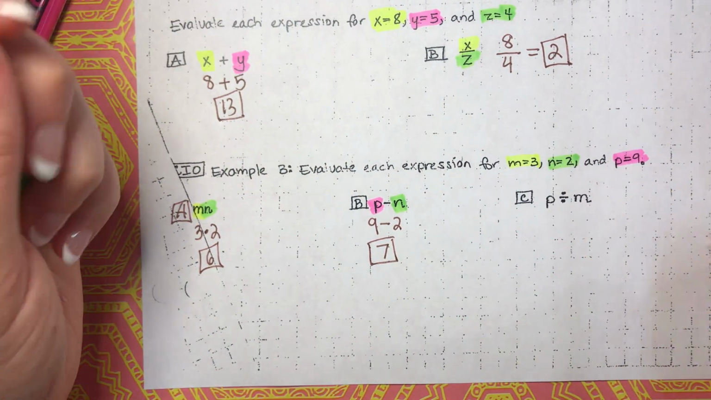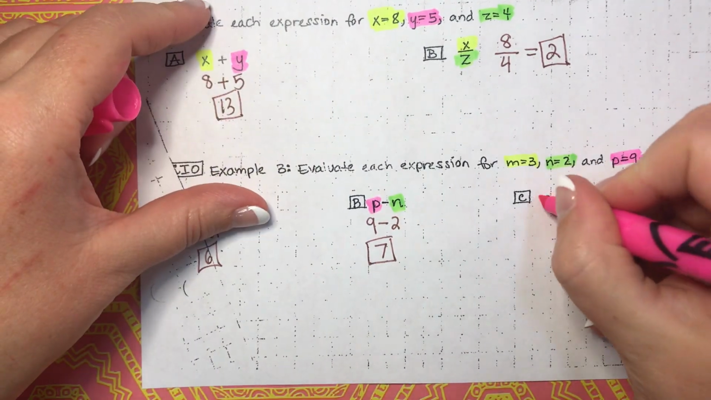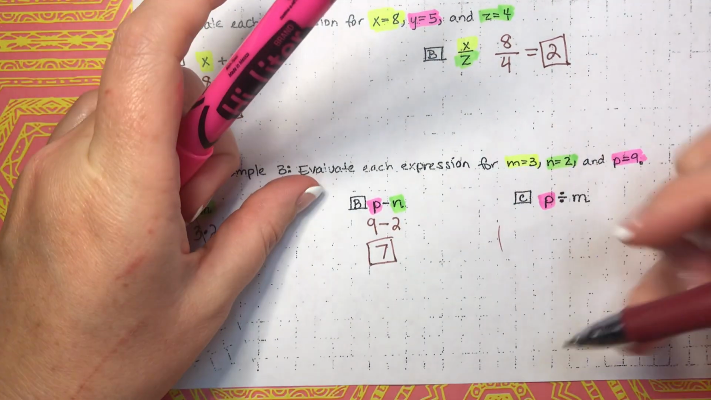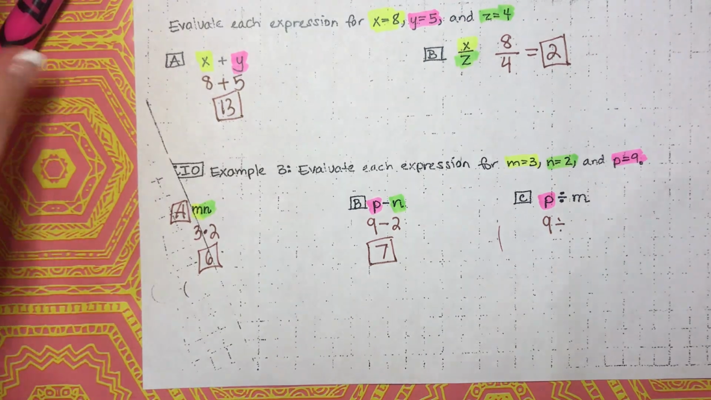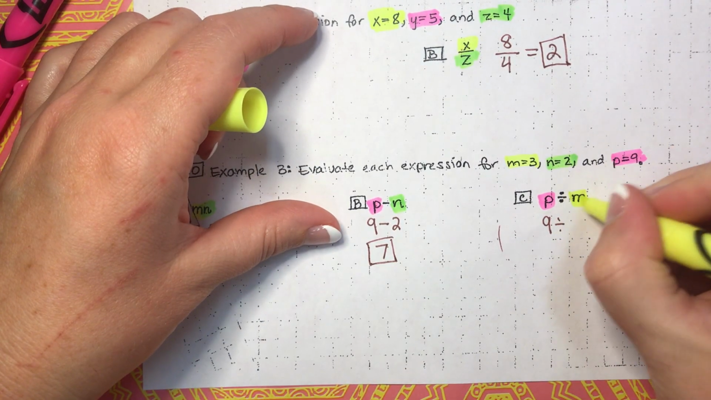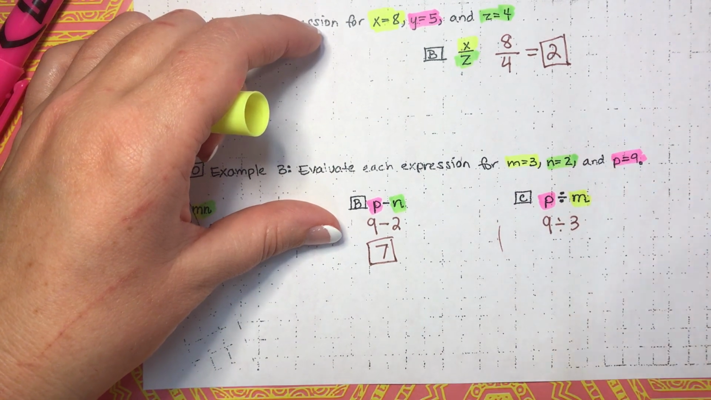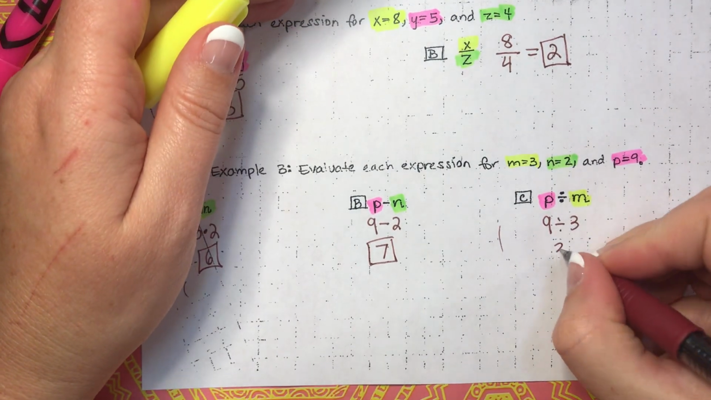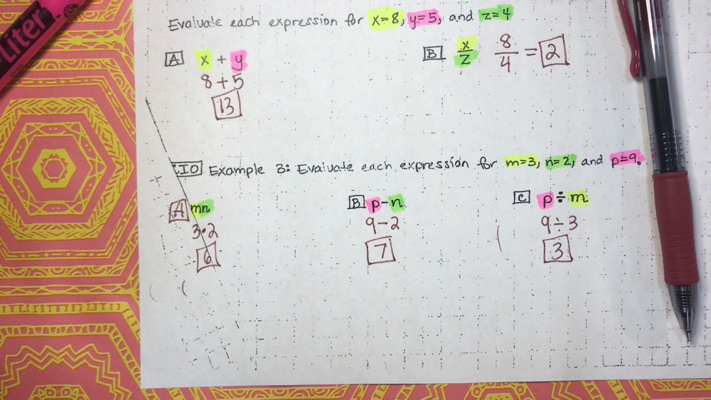Let's move on to C. We have P, and remember P is the same thing as 9. So we have 9 divided by M, which is 3. So we're going to substitute that 3 in for M. So we end up with 9 divided by 3, which is 3. So if you got that, awesome job.